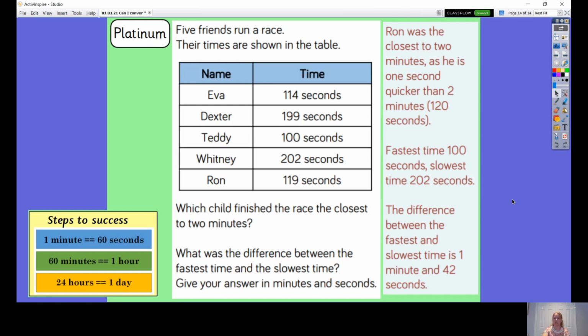And let's have a little look at who the winner was. Ron was the closest to 2 minutes, as he was 1 second quicker than 2 minutes. 2 minutes is 120 seconds and he was 119 seconds. So that's really close, isn't it, to 2 minutes. If you worked out what 2 minutes was in seconds, which was 120, then you could see which one of those was the quickest. The fastest time was 100 seconds, the slowest time 202 seconds. The difference between the fastest and the slowest times is 1 minute and 42 seconds.